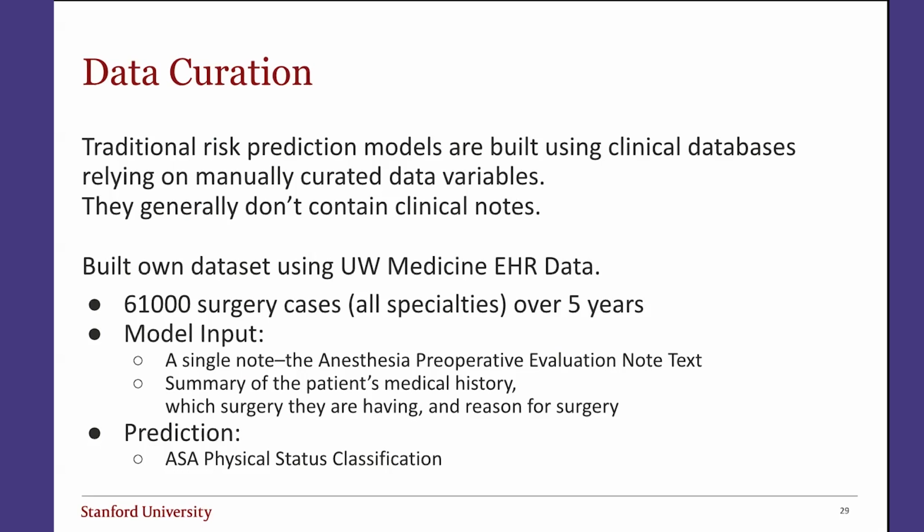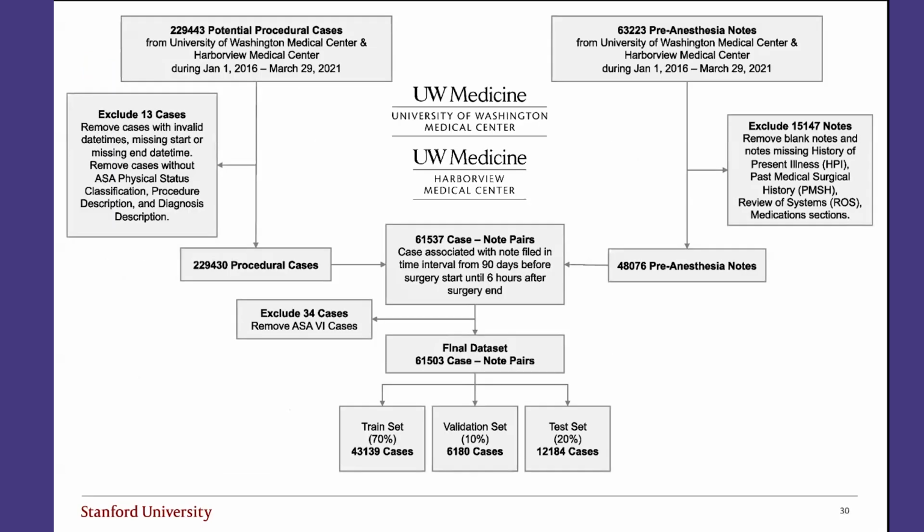We extracted about 61,000 surgery cases over 5 years. Essentially, we took a specific note, which is called the anesthesia preoperative evaluation note. This is a summary of the patient's medical history, which surgery they're having, and the reason for surgery. We put this as an input into the model, and we asked it to predict the ASA physical status classification. So this is just an overview of our data set creation, and then how we split the data into the final train, validation, and test sets. This data originated from UW Montlake as well as Harborview Medical Center.